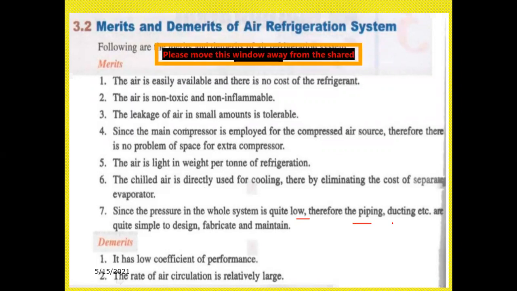What are the other merits? The whole system is compact and of optimized design. Therefore, the piping, ducting, etc. are quite simple in construction, fabrication and also in maintenance.